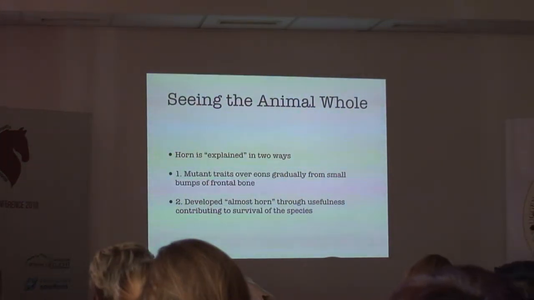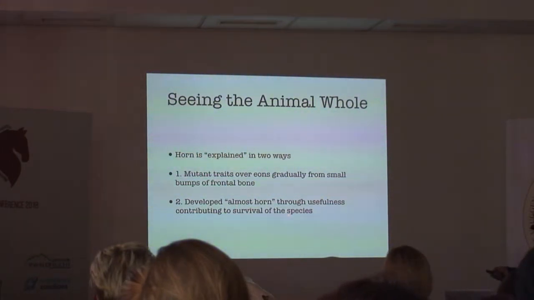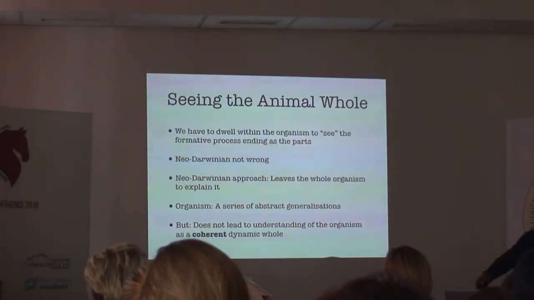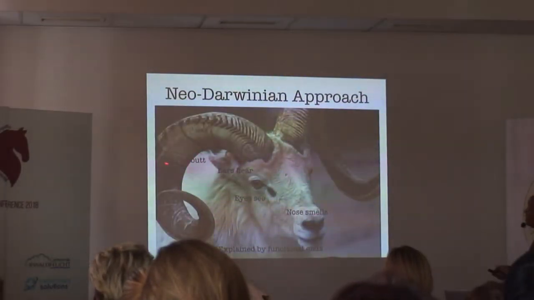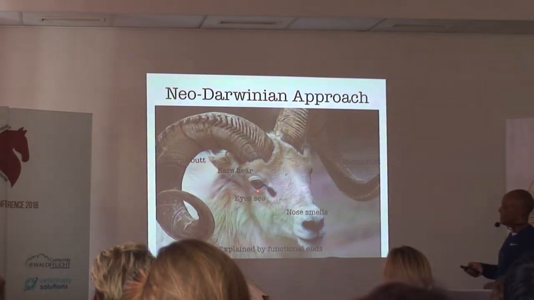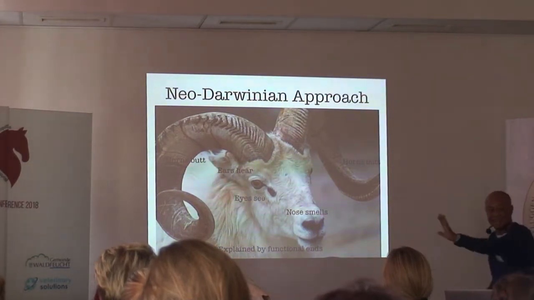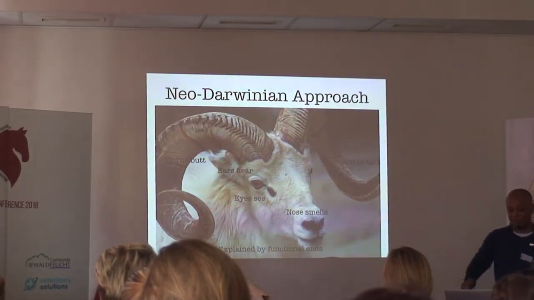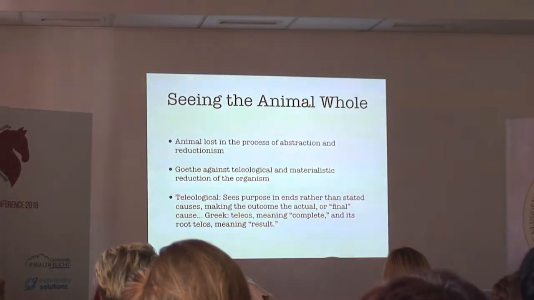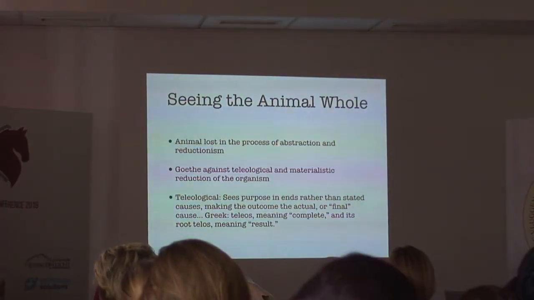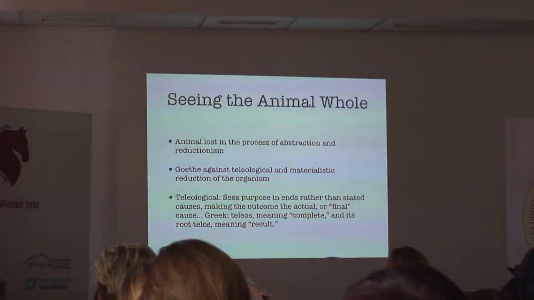We always explain things. Mutant traits developed horns used for survival. We always explain rather than describe. Horns, butt, eyes here, eyes see, nose smells, explained by functional ends. It's the end, not the process. So the animal is lost in the process of abstraction and reductionism. We're losing it by its end.